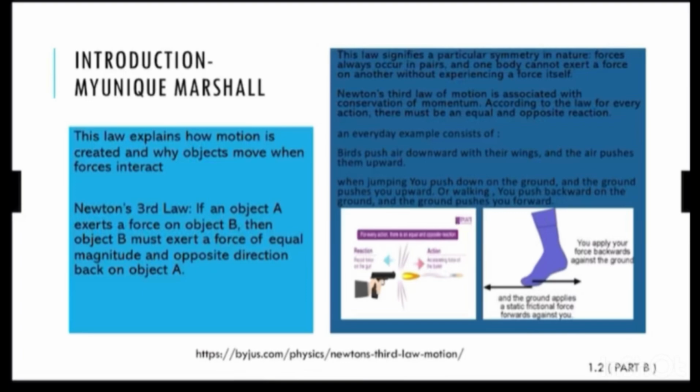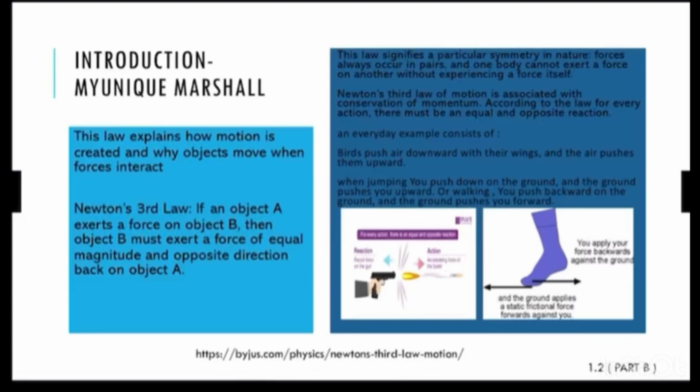Introduction by Miniyah Marshall. This law explains how motion is created and why objects move when forces interact. Newton's third law: if an object A exerts a force on object B, then object B must exert a force of equal magnitude in the opposite direction back on object A. This law signifies a particular symmetry in nature. Forces always occur in pairs, and one body cannot exert a force on another without experiencing a force itself.